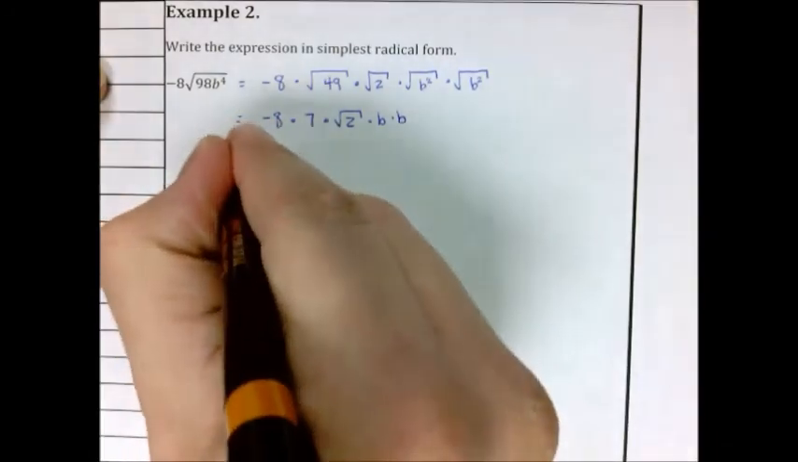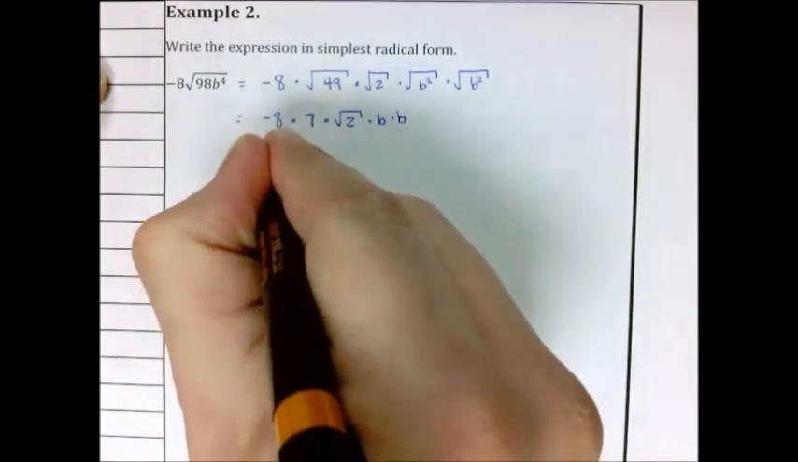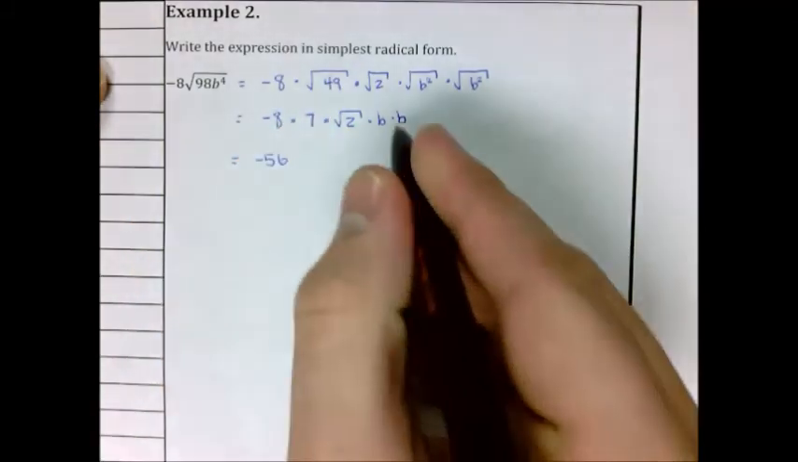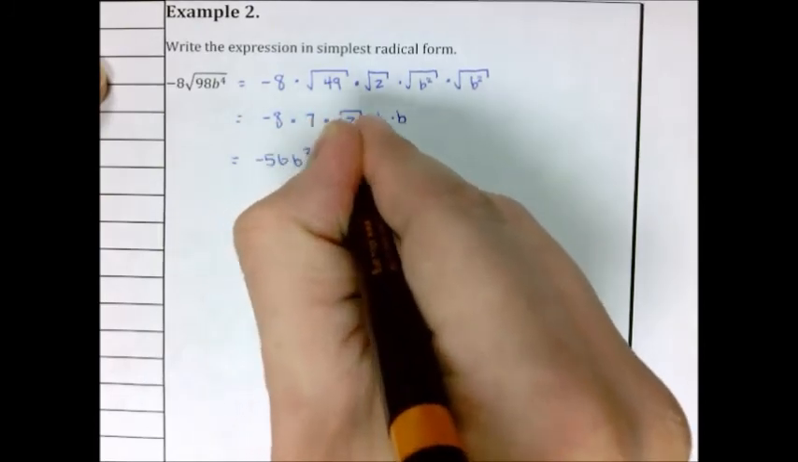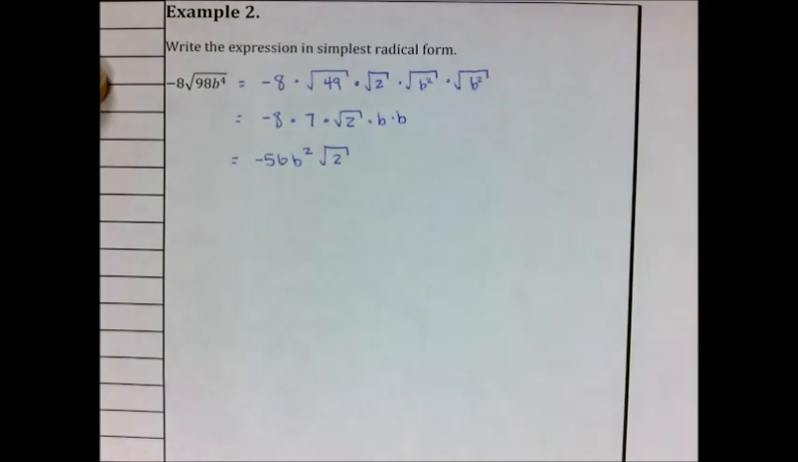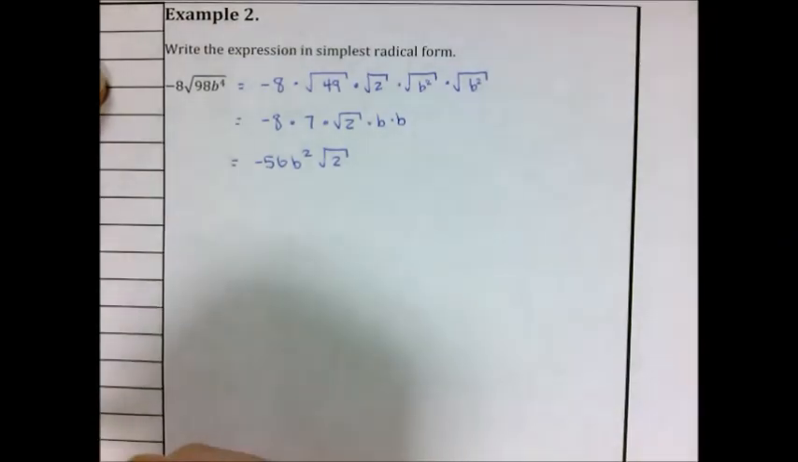Then finally, we're solving. Negative 8 times 7 is negative 56. b times b is b squared, multiplied by the square root of 2. And that is now simplified. That is the simplified version of this original radical, okay, right here.